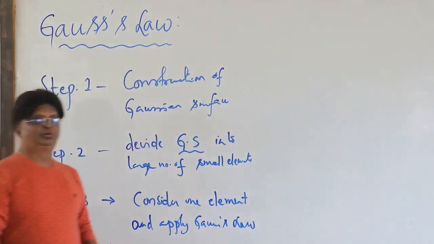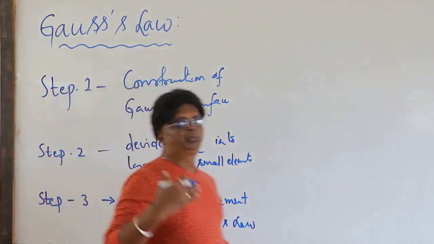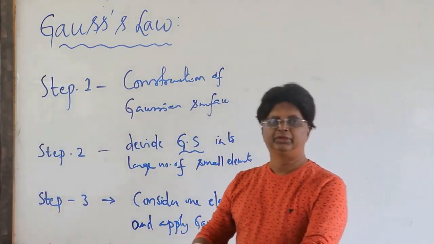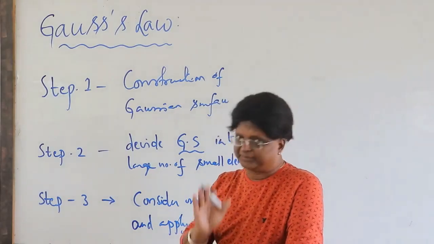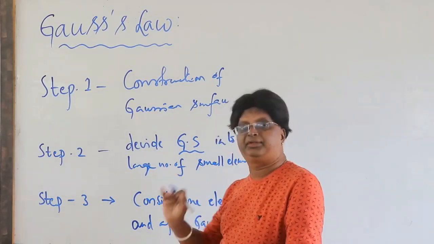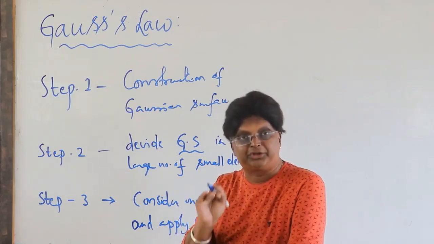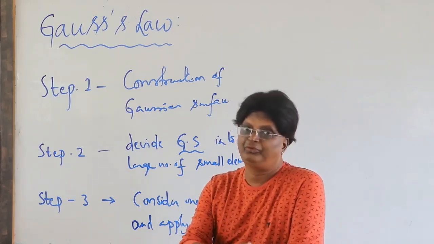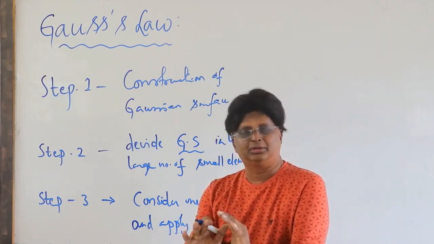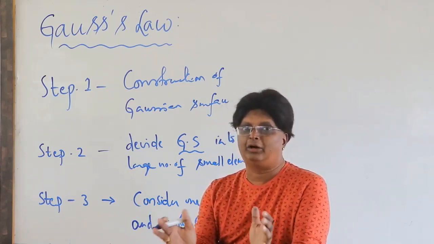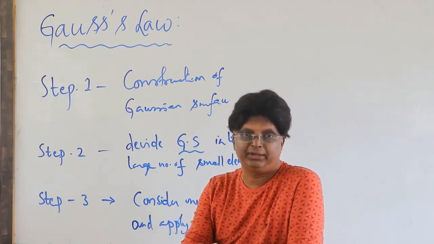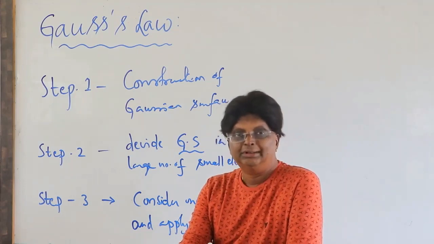Now in step 4, we evaluate the integral, the calculus part. That's a simple thing, leave that aside. So there is a step 4 as well. What is step 4? After we write step 3 for an element of surface, in step 4 we consider the total surface, that is we add all those elements, and that is the simple calculus, the integration part.